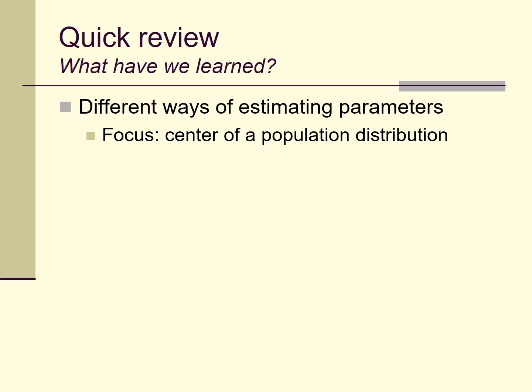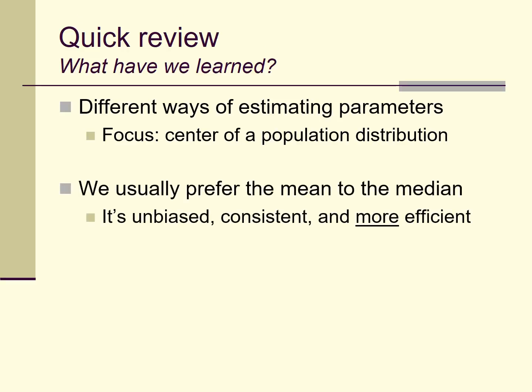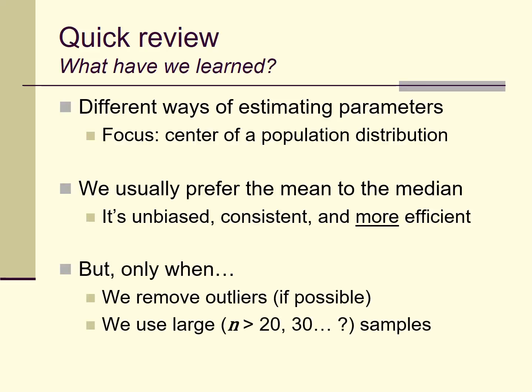But if we're thinking about the mean versus the median, we usually prefer the mean to the median because it's unbiased and consistent and slightly, at least slightly, and sometimes more than slightly, more efficient. But to be clear, this is only when we remove outliers, if that's possible, and when we're using large samples. And what constitutes a large sample is not entirely clear.